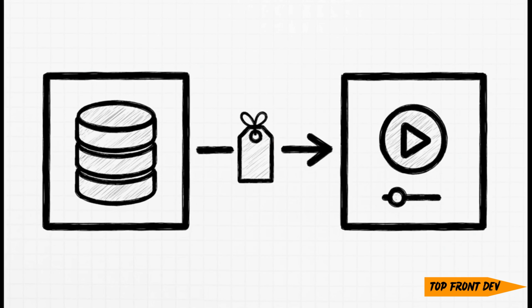So let's talk about a super common pattern. How do you get data from a more secure server component into your interactive client component? It's actually really simple. You just pass it down as props. Your server component does the secure data fetching and then it hands that data off to the client component just like you would with any other prop.